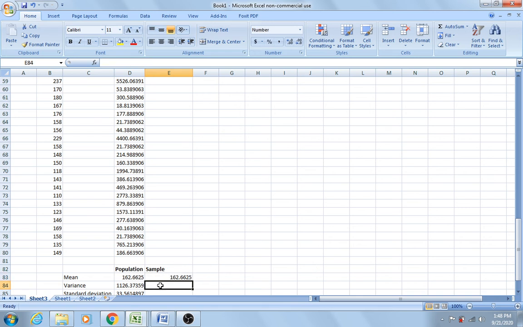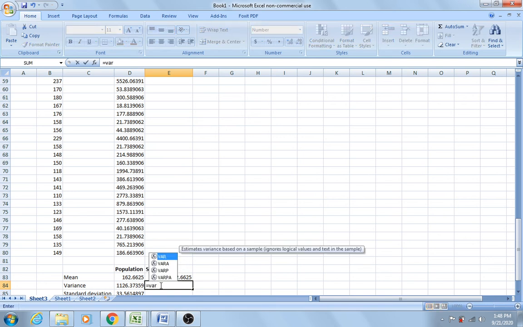Okay, now what is the variance? So we need to calculate the variance, VAR. Remember, you need to use the VAR only or VARS if you have a different version of Microsoft Excel than what I have with me now.